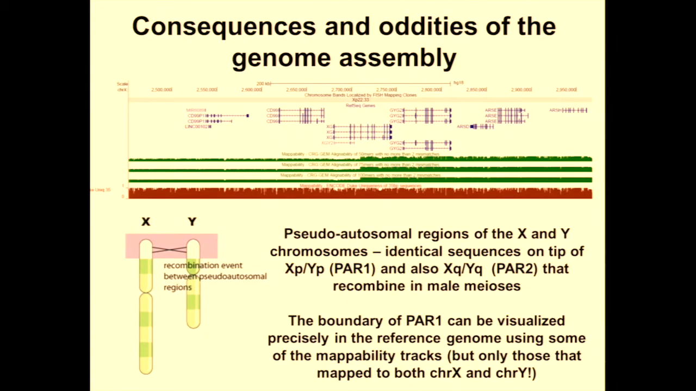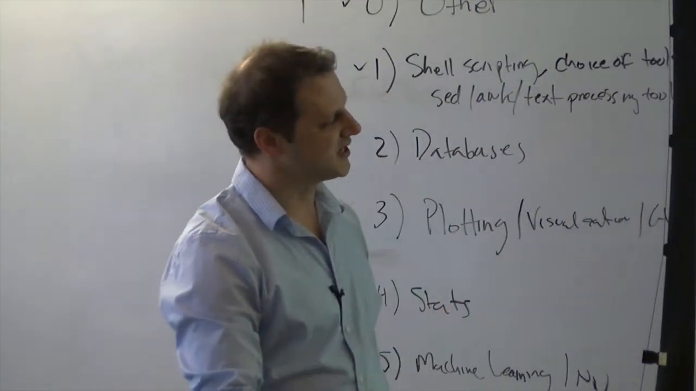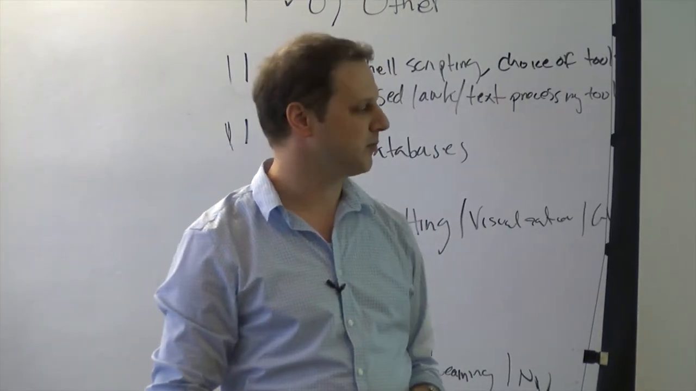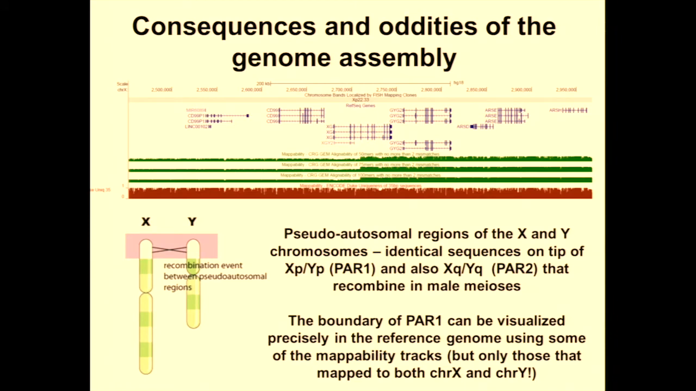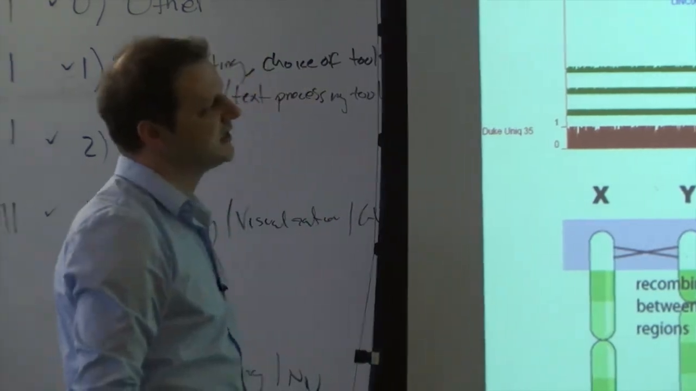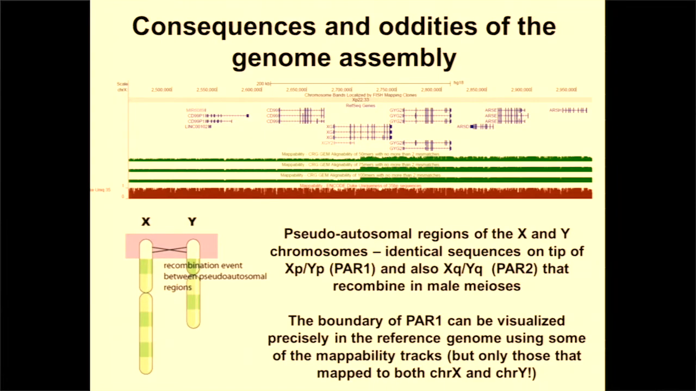This is just a fun little fact here too, something that comes out from looking at the genome browser. Has anyone here heard of the pseudo-autosomal regions on the sex chromosomes? Yeah. These are regions on the tips of the X and Y chromosomes that, as their name suggests, behave in an autosomal manner. So they undergo obligatory recombination during meiosis. There's about a 2.7 megabase chunk on the tip of X and Y, the short arms, that's identical. It's called pseudo-autosomal region 1. There's a smaller region on the XQ tip. For a long time, that wasn't that well mapped.